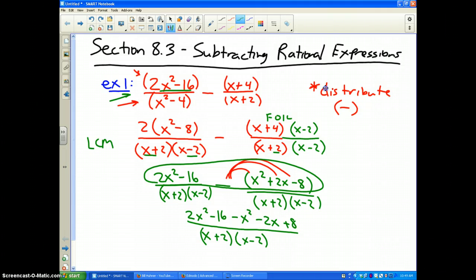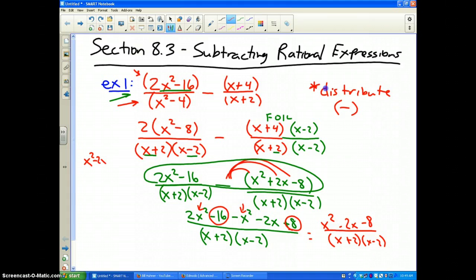All right, combine my like terms on the numerator. That one and that one right there. 2x squared minus x squared, that would equal positive x squared. And then I've got a minus 2x, and then a negative 16 and a positive 8 will make minus 8. The whole thing over x plus 2 times x minus 2. All right. I've run out of room. So I'm actually going to go over here where it says LCM, and I'm going to rewrite that in red. X squared minus 2x minus 8 over x plus 2 times x minus 2.